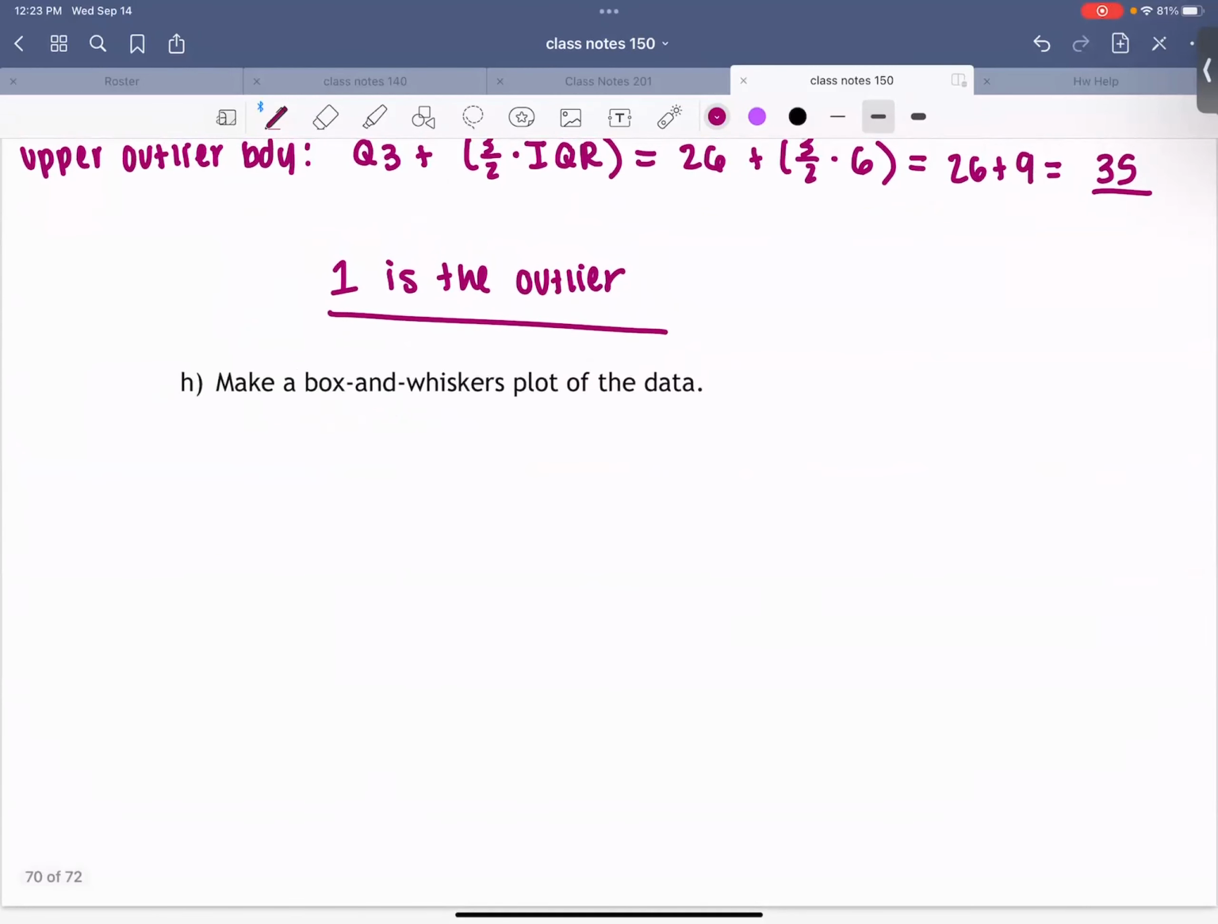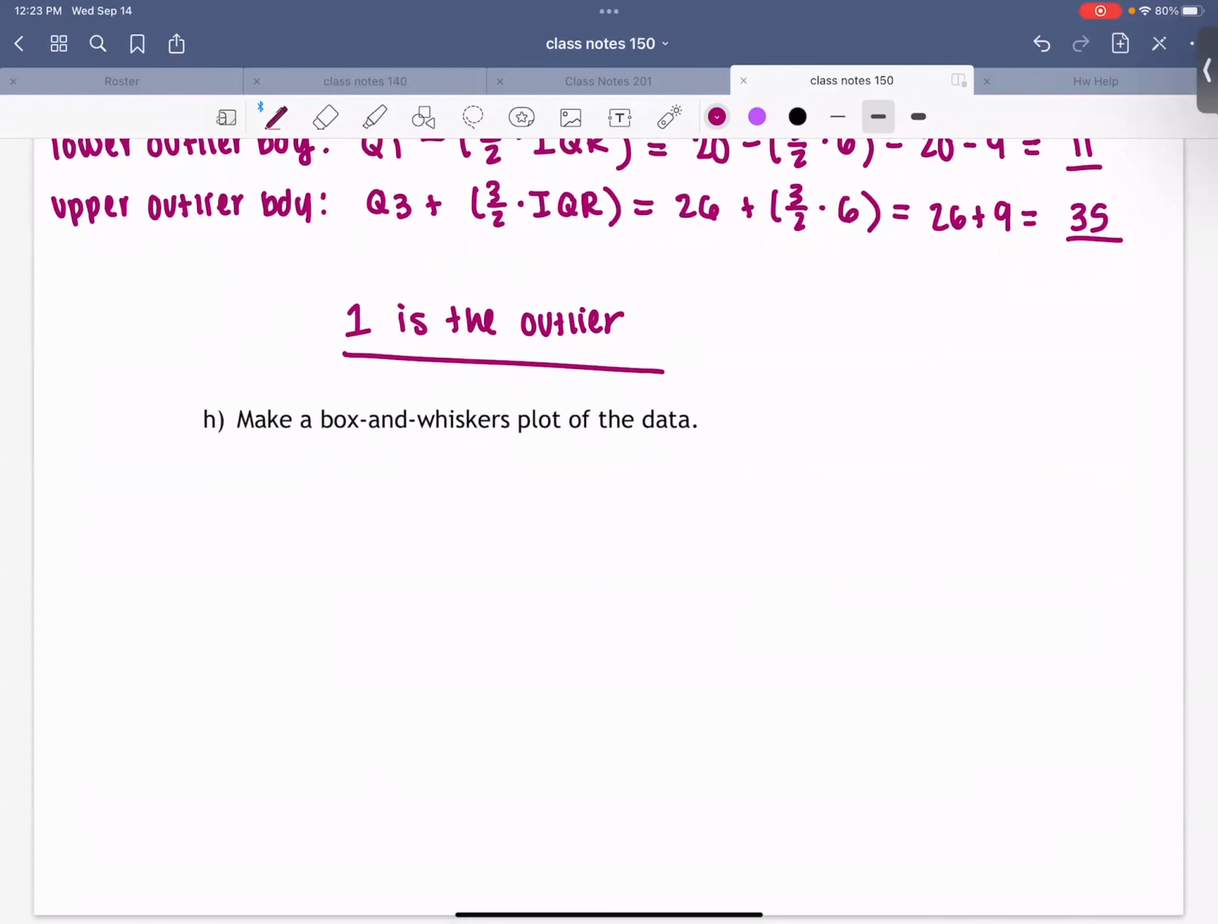Making the box and whiskers plot is a little tricky if you don't organize your information correctly. So what I like to do, and you don't have to do this if you don't want to, is make a little chart. The first thing I'm going to write is what the lowest number that's not an outlier is. Okay. Anyone found that number? 19, perfect. So it's the lowest number, but 1's the outlier, so it's got to be 19.